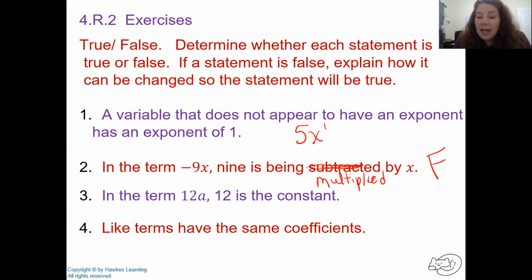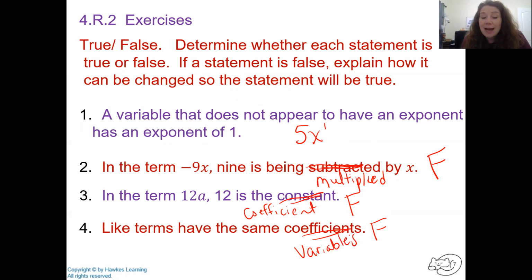In the term 12a, 12 is the constant. That is not true. A constant is not attached to a variable. So in this situation, 12 is the coefficient. And then the last one, like terms have the same coefficients. Once again, that's false. Like terms have the same variables. And I should say and powers. Powers is another word for exponents.